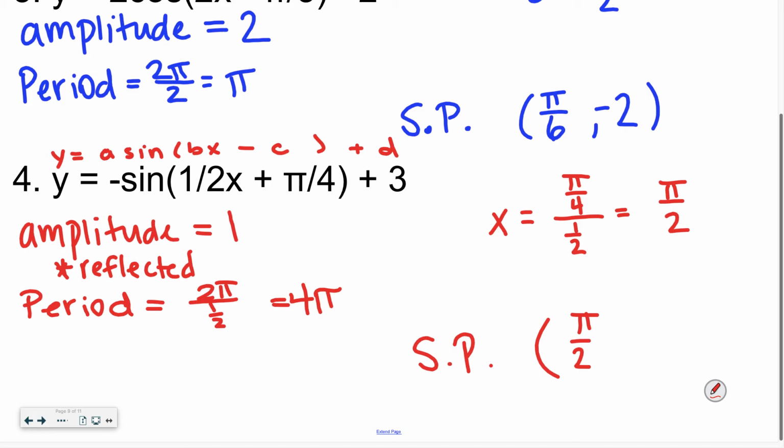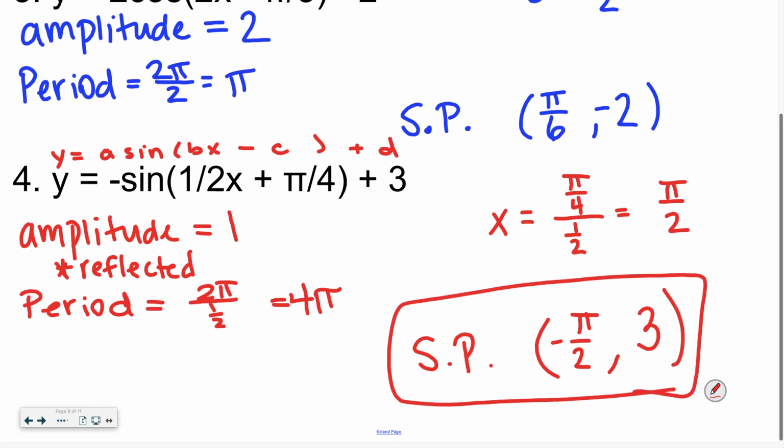Pod 6, do you agree with pi over 2? Pod 6 says it's negative. Since we're adding inside is a shift to the left, so it does need to be negative. This is bx minus c. So since it's a plus, we have to do the opposite. Okay? And then pod 7, what is your d value? Pod 8, how does everything look? Do you approve?